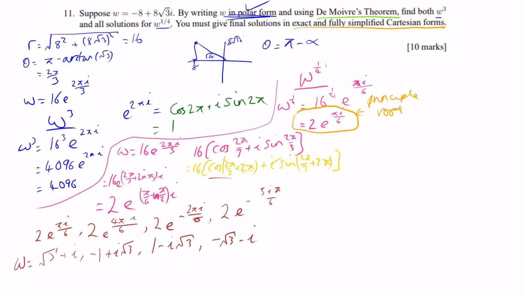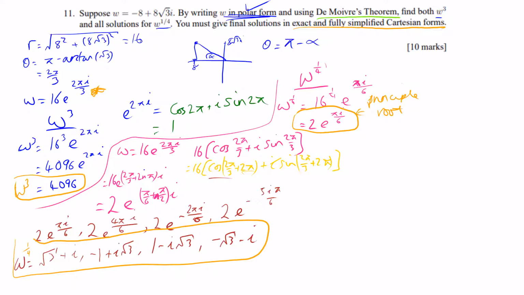So we wrote w into polar form, which gave us this bit over here. Used the de Moivre theorem to find w cubed and w to the power of a quarter, and we made sure that they're all in fully simplified Cartesian forms, which was exact. If it hadn't said exact for root 3, we could have written it as 1.7, but because we want it exact, we'll leave it as root 3.